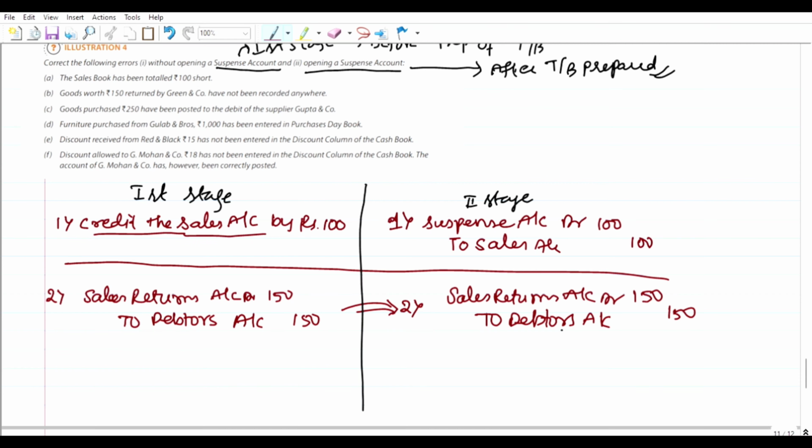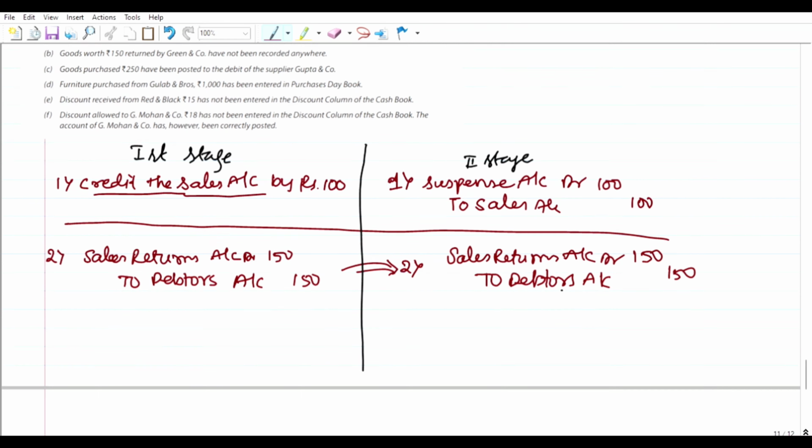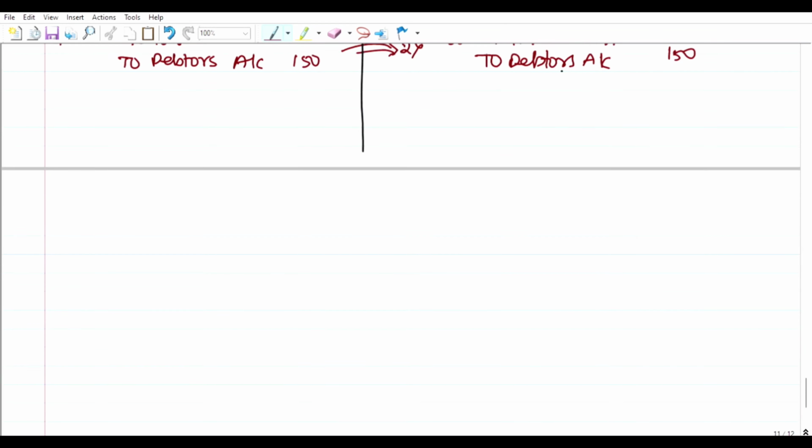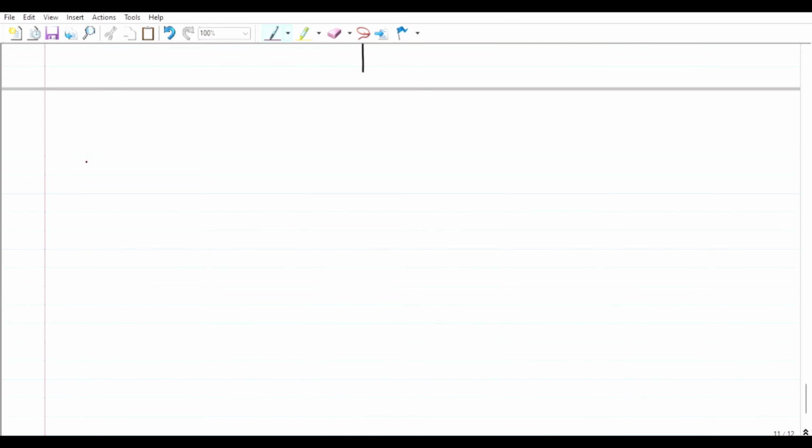Okay, what happened here? One minute, I'm getting some errors here. So for the transaction, what is the correct entry to be incorporated? Purchases account debit to, sorry, not suspense, to Gupta and Company.